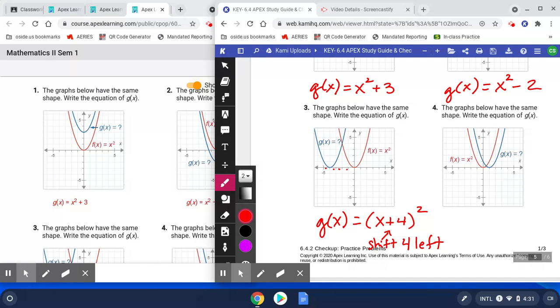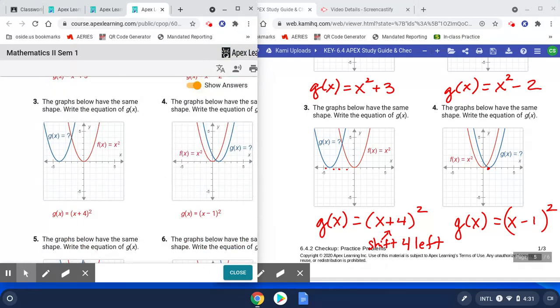And over here we start at the origin and then we shifted right 1. So this one's going to be g of x equals x minus 1 squared for a right 1 shift.